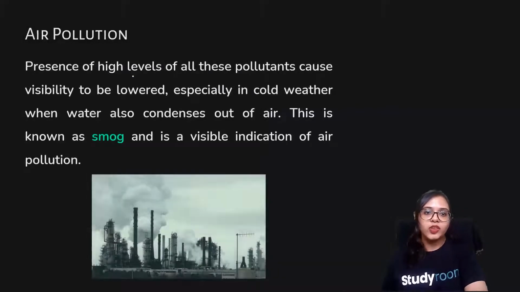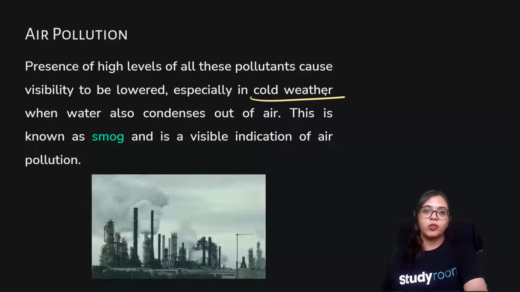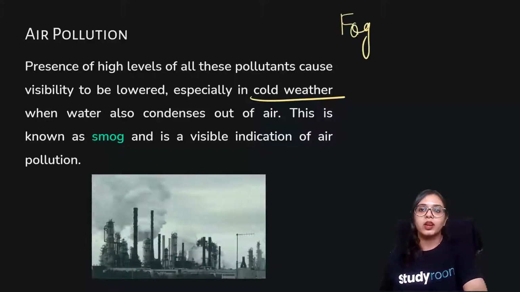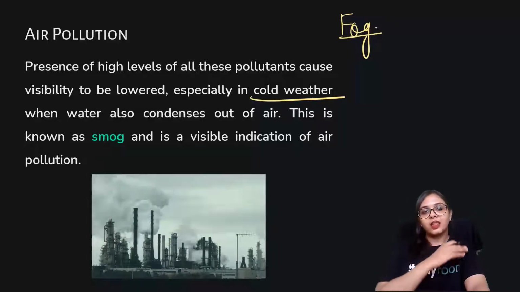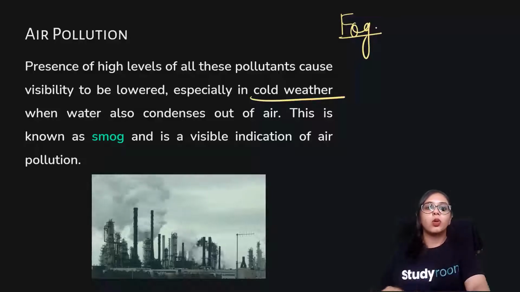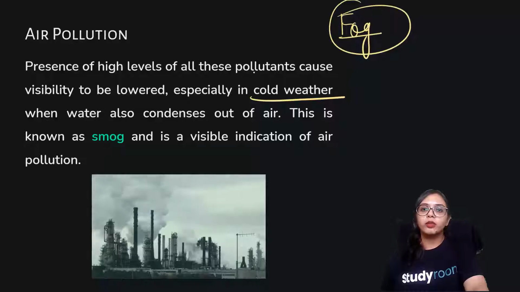Okay, so presence of high levels of all these pollutants causes the visibility to be lowered. So what happens is that especially in cold weather, the water vapor that is present in our atmosphere condenses to form fog. Okay, they condense to form those misty water droplets. That means that the water droplets are also moving along with the air in this phenomenon of fog.